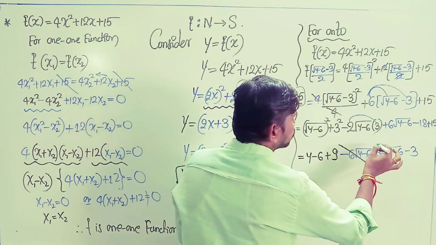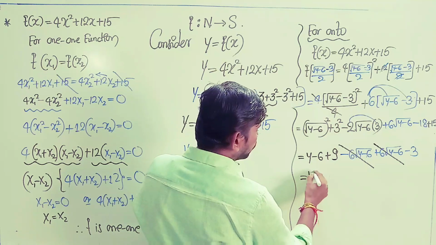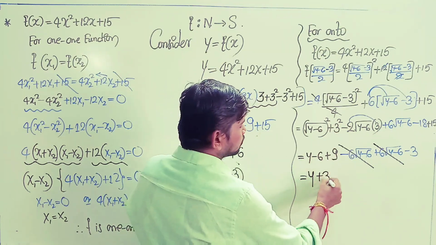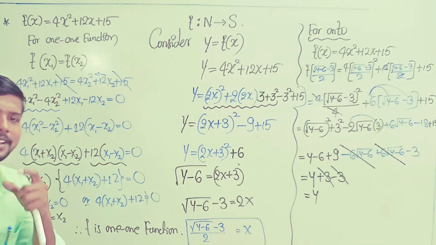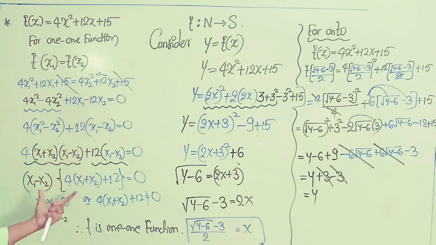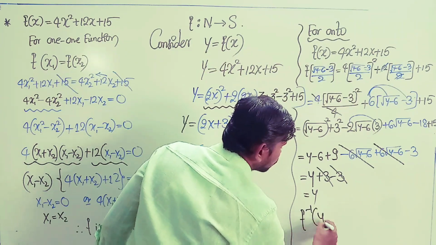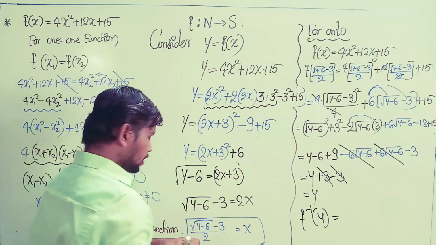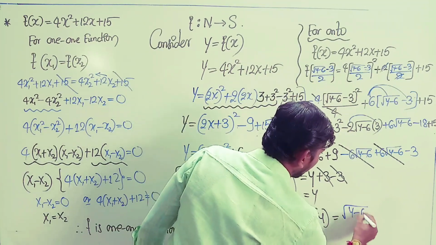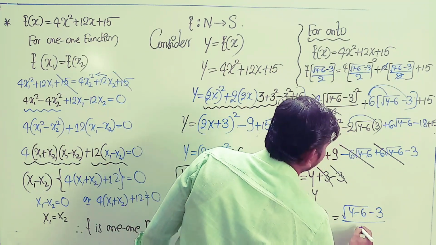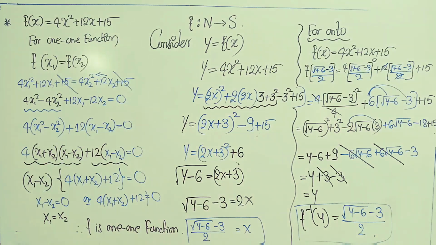Negative 6 root of y minus 6 and positive 6 root of y minus 6 cancel. It will be y, 9 minus 6 will be plus 3, that minus 3 cancel. I got the y. The function is 1-1. If the function is 1-1 as well as onto, then we can write f inverse of y. What is the f inverse of y function? Yes, x itself is f inverse of y: root of y minus 6 minus 3 divided by 2. This is our f inverse of y. Got it?